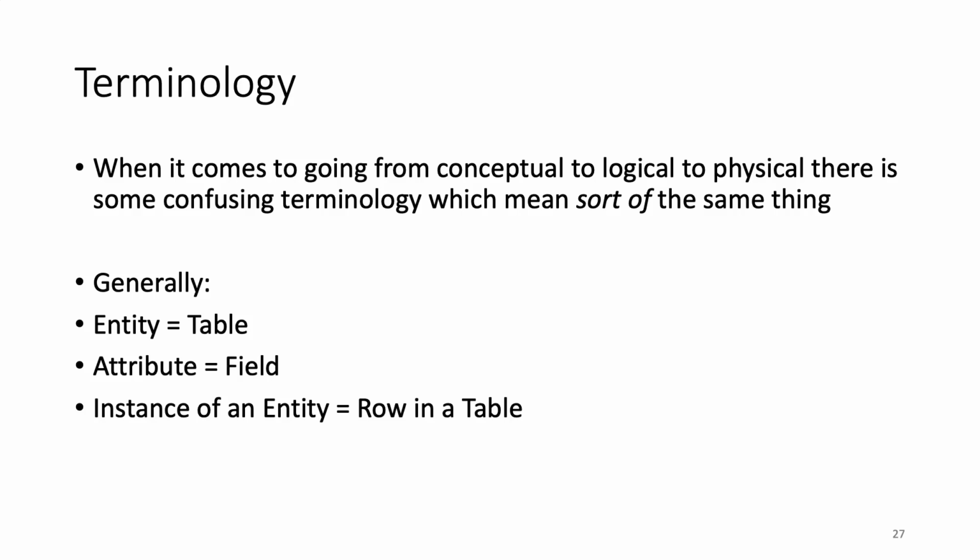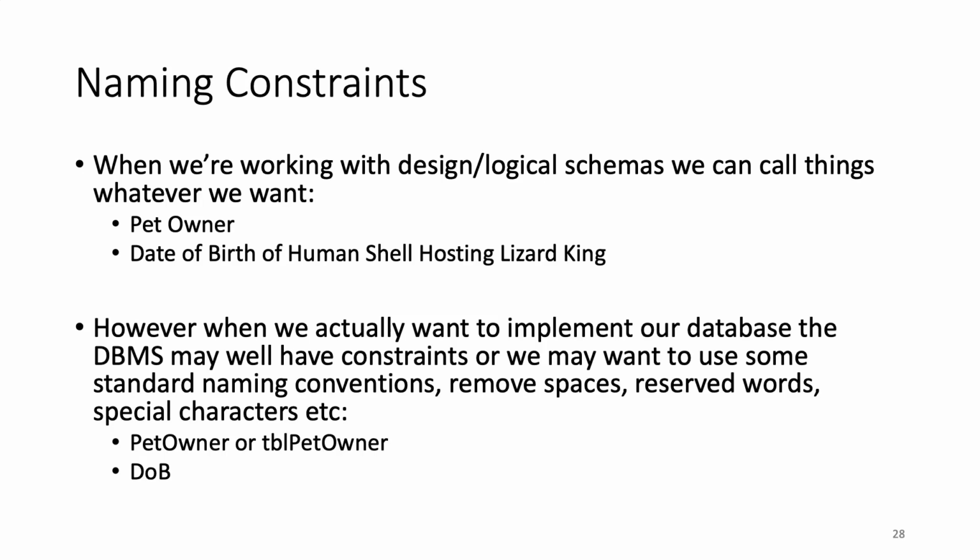So we're going to talk a little bit now about physical constraints and physical types of data. The first thing is that when we're working in the conceptual world, we can call attributes, tables, entities anything we want. Sometimes they have really long names. Date of birth of human shell hosting lizard king. Call it whatever you want. Name of student who has appeared in disciplinary for trouser malfunction in cafe. Whatever you want to call it.